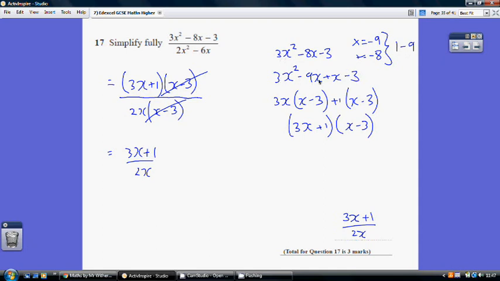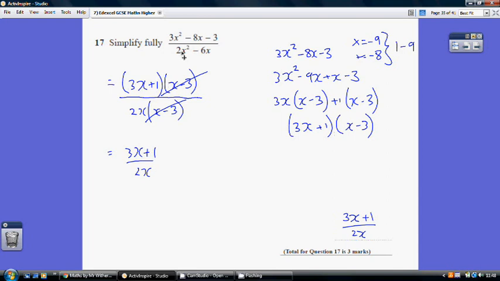I then fully factorise the first 2 terms, giving me 3x times x minus 3, and then fully factorise terms 3 and 4, giving me plus 1 lots of x minus 3. Then my final pair of brackets is the 2 components that aren't in a bracket at the moment, so the 3x plus 1, and my second bracket is the repeated bracket. So this is it once it's factorised. So my numerator is 3x plus 1 multiplied by x minus 3.